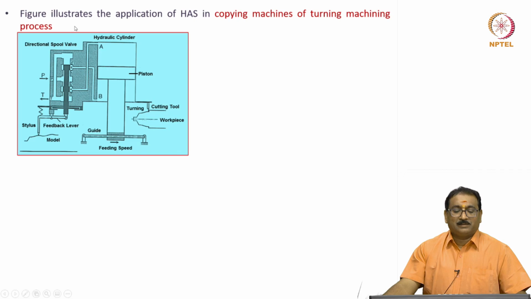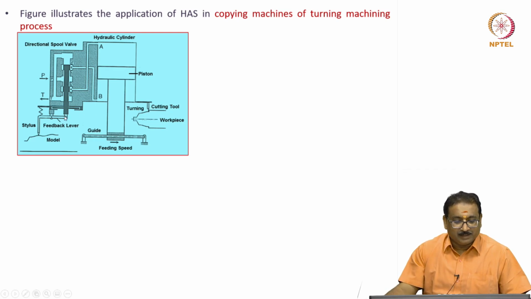Another example is, the figure illustrates the application of HAS in a copying machine of a turning machining process. Here you will see, friends, similarly a directional control valve is there. Here it is connected to the hydraulic cylinder, correct? The hydraulic cylinder is connected to the cutting tool. This is a workpiece, this is a tool in the turning process. Then you will see the feedback speed is monitored, meaning mechanical feedback again. This is a feedback lever.